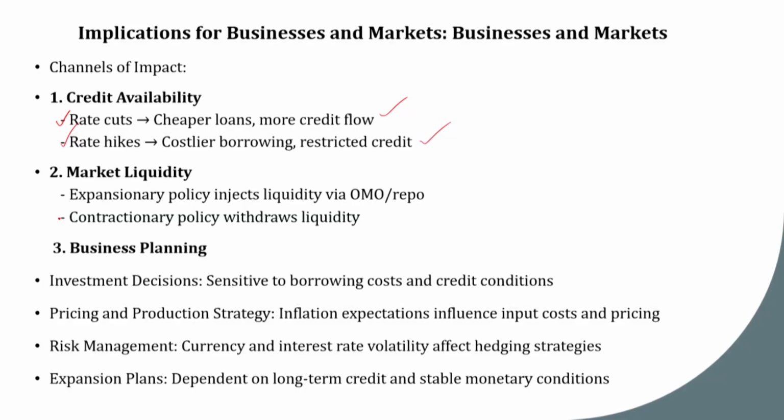So in contrast, you can see contractionary monetary policy. Suppose the central bank is following a contractionary monetary policy, then accordingly the businesses need to get prepared. That means they know that the aggregate demand is going to decline, so they need to strategize their investment in the expansion of production facilities. They need to strategically manage. Then overall for the business planning, I would list out these other aspects. One, investment decision is sensitive to borrowing cost and credit conditions, and similarly pricing and production strategy.